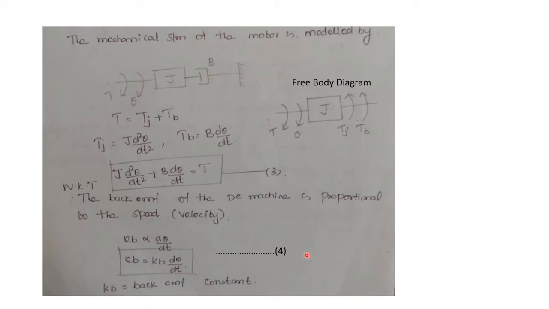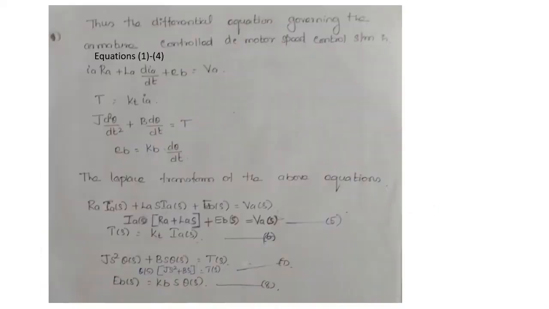Okay, in this way we are getting 4 equations from this armature controlled DC motor. Using these 4 equations, we are going to find the required transfer function of the system. Okay. So now the differential equations governing the armature controlled DC motor are the equations from 1 to 4. So one by one you have to write all the 4 equations. So this is equation number 1, this is equation number 2, this is equation number 3, as well as this is equation number 4.